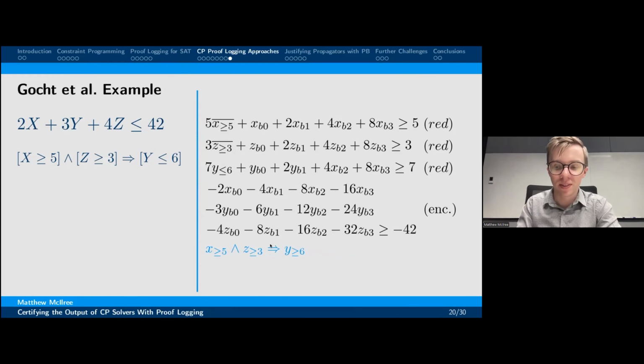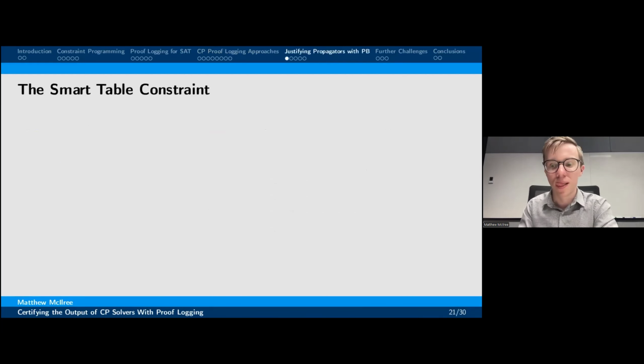So that's a quick example of how cutting planes can be used to justify integer linear inequalities. I put this example in instead of the all different constraints because I thought it would be a little bit easier to digest. If we want, we can go over the all different constraint in the session afterwards.